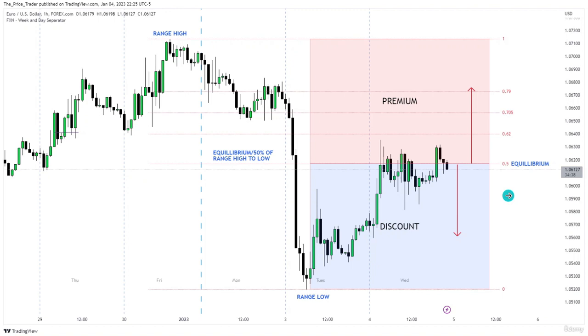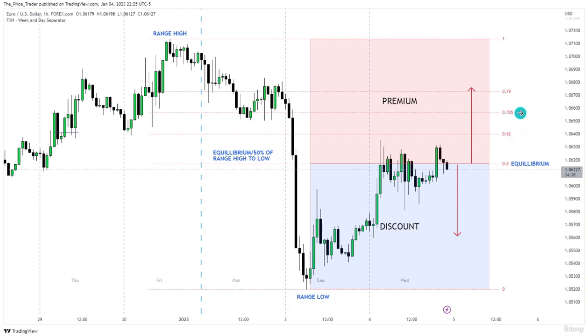When you look at an example, we had a range high and a range low down here, then we have the equilibrium. This equilibrium will show us whether we are in a discount or a premium, because from the equilibrium we know that anything below is discount and anything above is premium. The 62% is a level in premium that is usually very sensitive to price. Once price has gotten into premium, you want to be looking for selling opportunities.